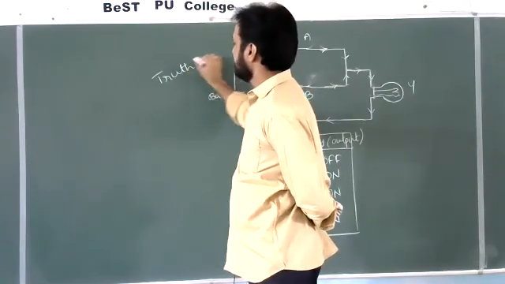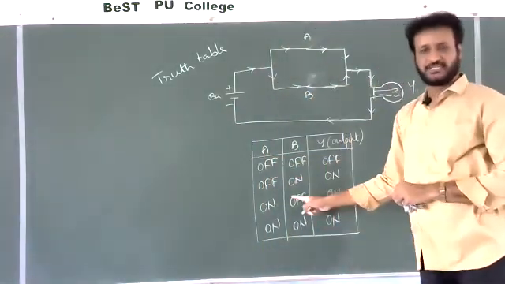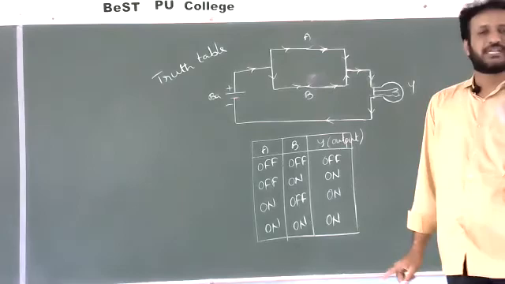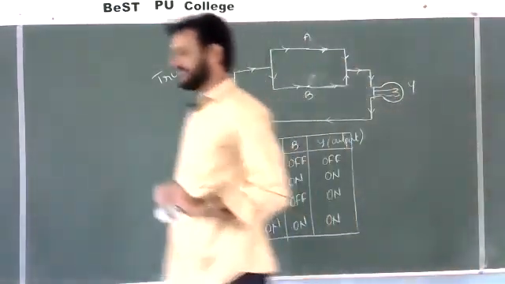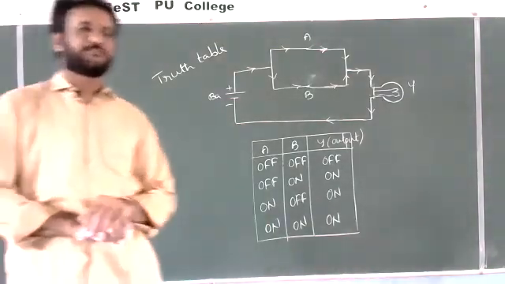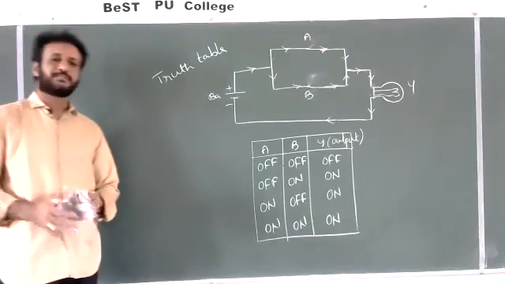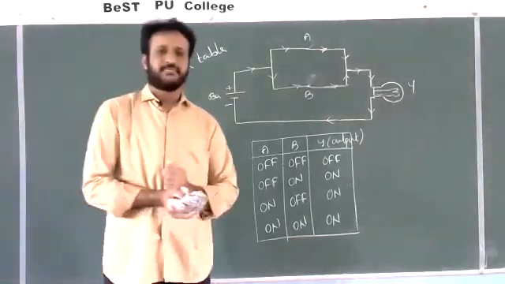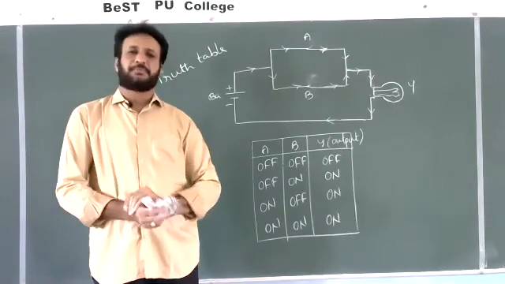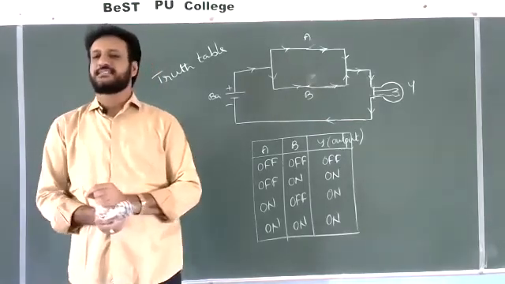So what does a truth table mean? A table which contains all the possible inputs, so these are called inputs, and the corresponding outputs. This is the corresponding output. So this type of table is called a truth table. You can write: a table which contains all the possible inputs and the corresponding outputs is known as a truth table.